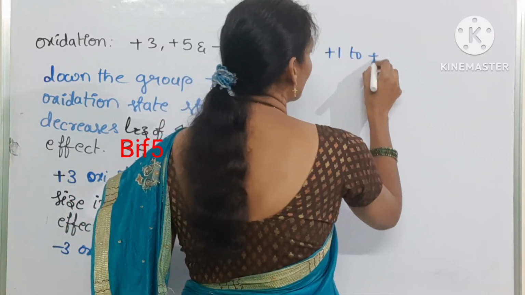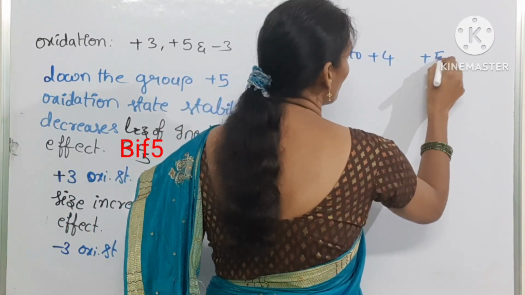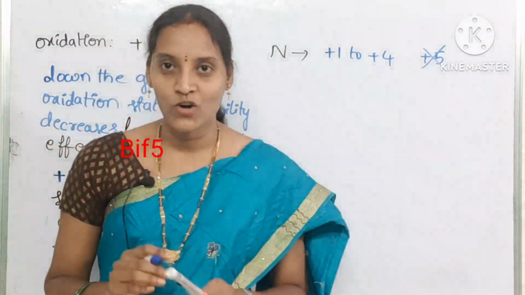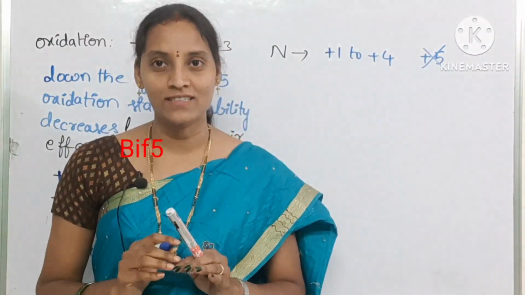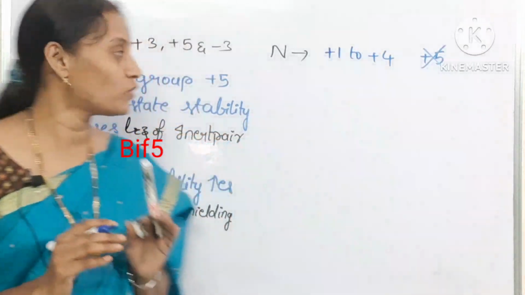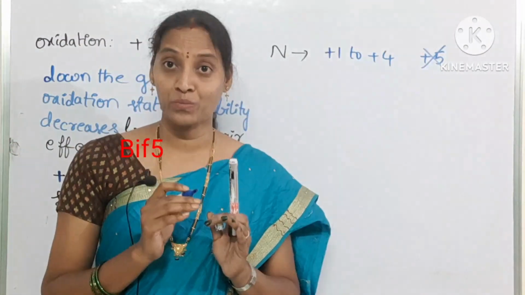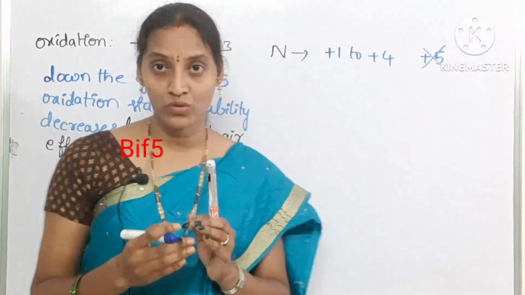Then coming to nitrogen, it can show maximum possible oxidation states between +1 to +4. It will not show +5. Why? Because there is no d orbital for nitrogen. That is the reason it cannot show the +5 oxidation state. It can show all possible oxidation states from +1 to +4, in acidic medium in most cases.